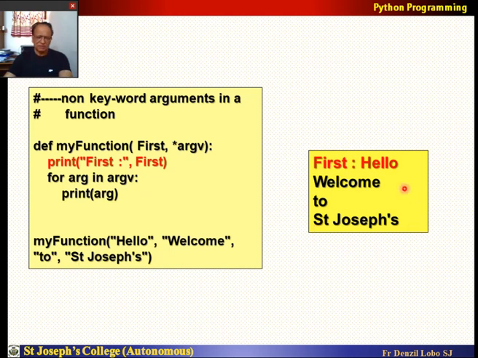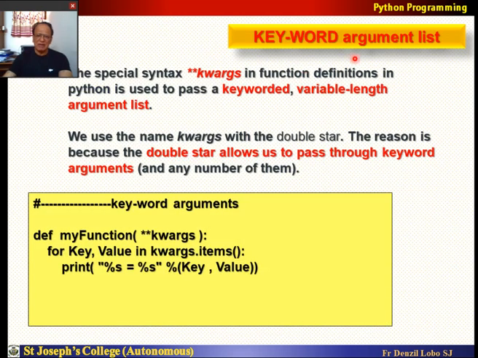So this is it. Now we deal with what is called the keyword argument list. It's something like a dictionary. In a dictionary, you have got a key and a value, as you see here in the example which we will give to you. So the special syntax **kwargs in function definition is used to pass a keyworded variable length argument. Keyword but variable length. It depends on how many arguments you are going to give when you use this function.